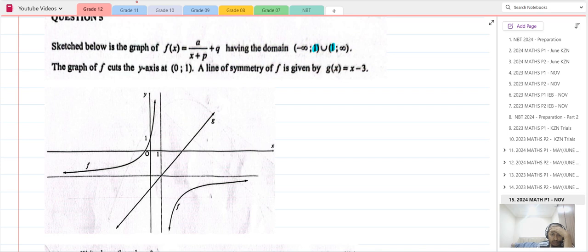And we got q, the graph of f cuts the y-axis at 0, 1. Right? A line of symmetry of f is given by g of x, so that's the positive axis of symmetry. Obviously it goes through the horizontal and vertical asymptote.